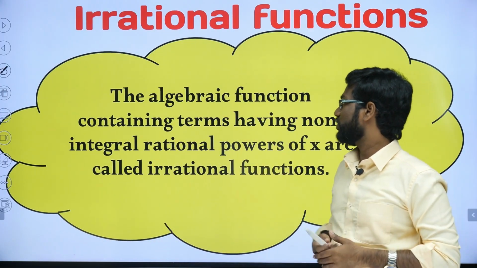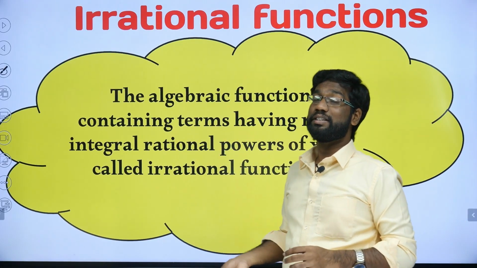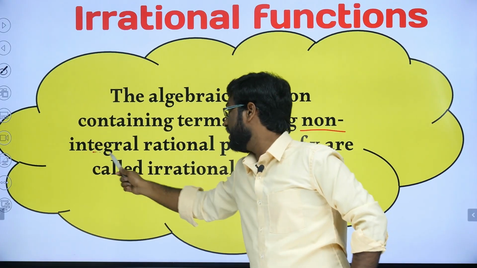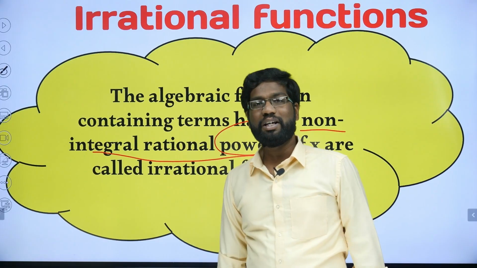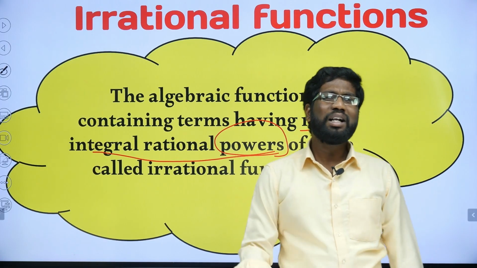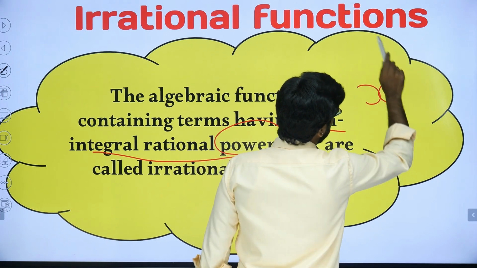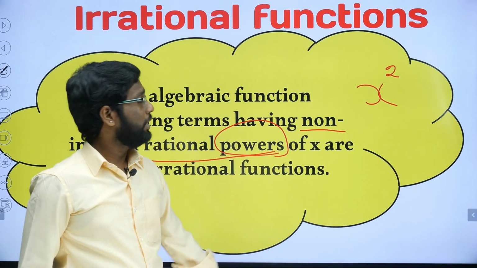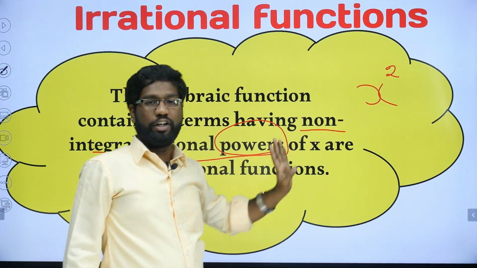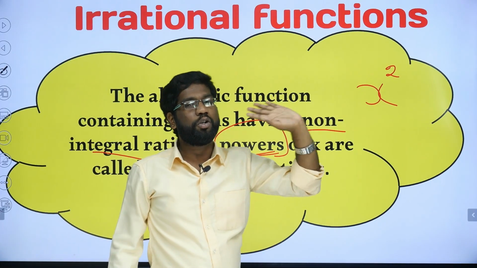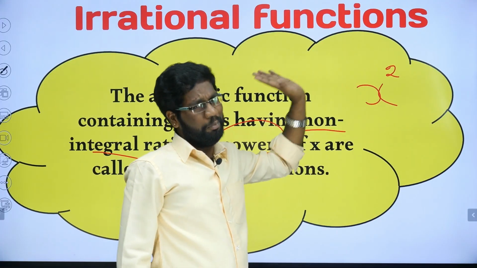The algebraic function containing the terms having non-integral rational powers of x. This non-integral rational power of x matters a lot, my dear students, because of this power only it becomes the irrational function. What is that irrational function, sir? This is the polynomial function, I hope you all know. In the second lecture, in the second video, I explained in detail about the x square function. If you haven't watched, please go and watch. So the x square function is the polynomial function.